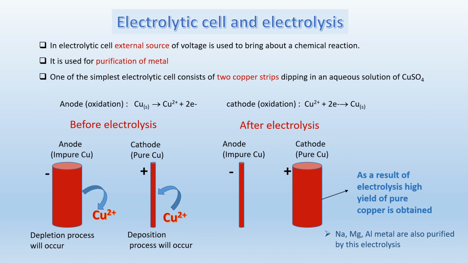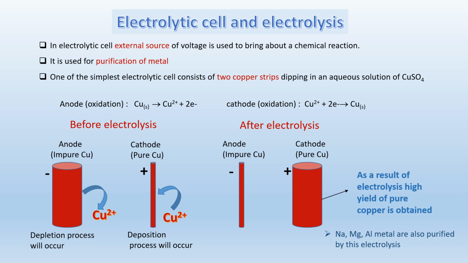Electrolytic cell and electrolysis. In electrolysis, we use an external source of voltage, that is, we use external energy to bring about the chemical reaction. And the main application of the electrolytic cell is the purification of metal. In the industrial sector, they use the electrolytic cell for the purification of metal. Here we can see how they purify copper using the electrolytic cell.